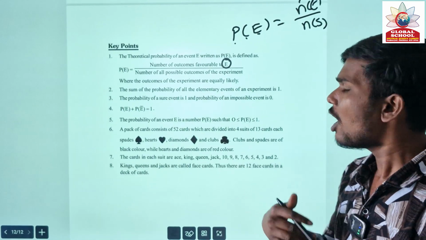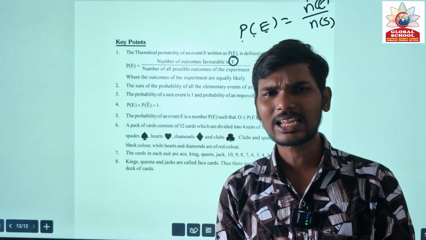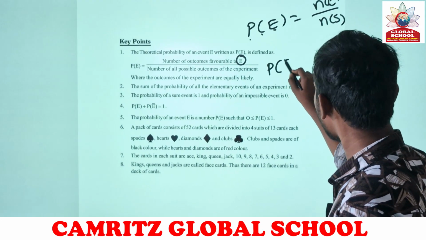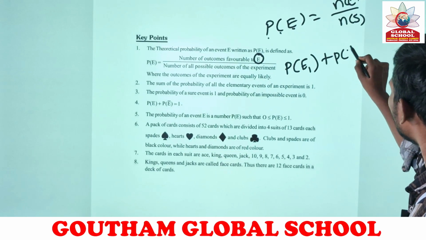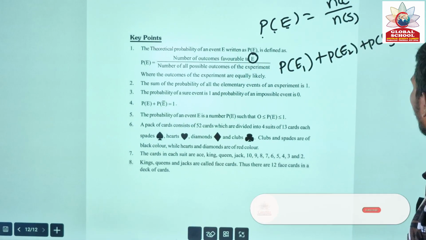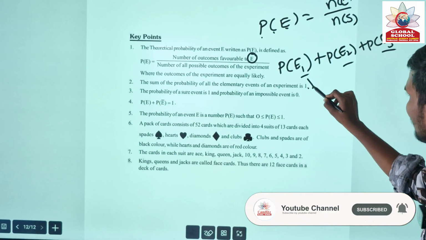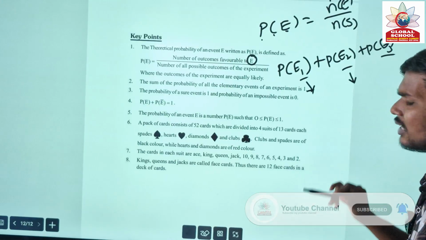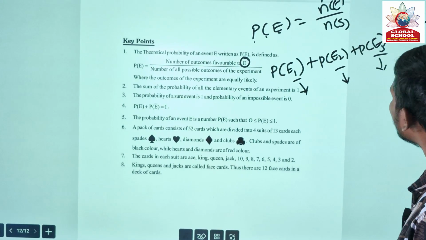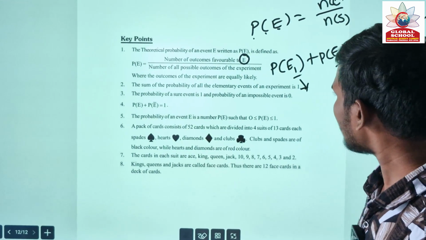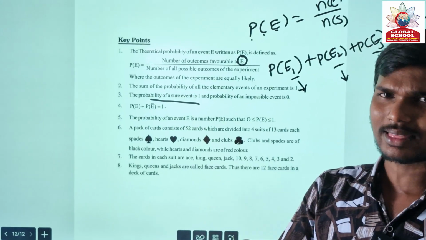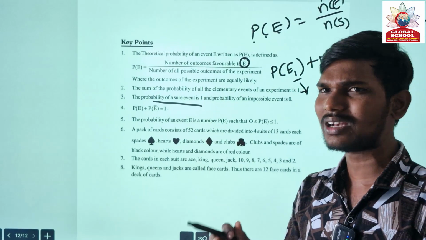Okay, the sum of probabilities of all elementary events is equal to 1. The sum of probabilities P of E1 plus P of E2 plus P of E3 is equal to 1. E1, E2, E3 are called elementary events. The sum of elementary events is always equal to 1. Next, the probability of a sure event. A sure event means it compulsorily occurs. The probability of a sure event is always 1.